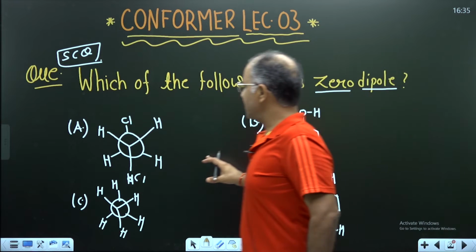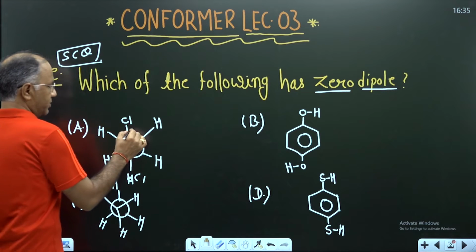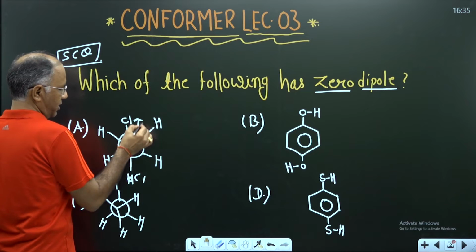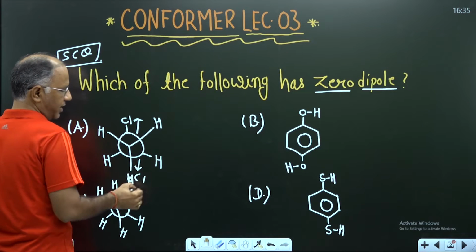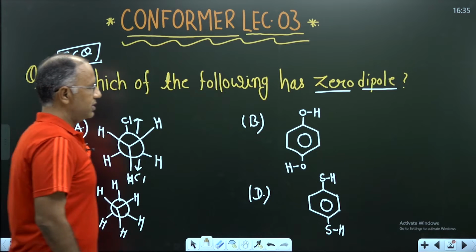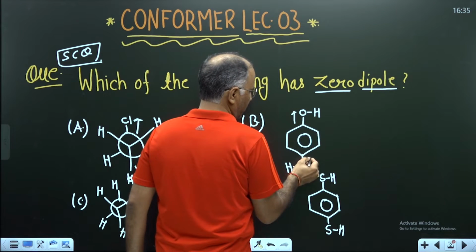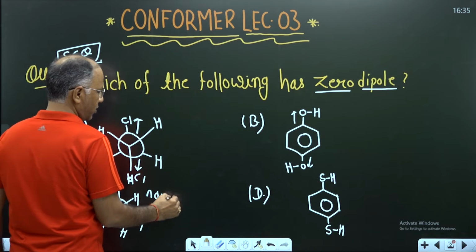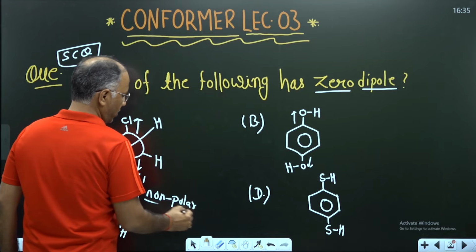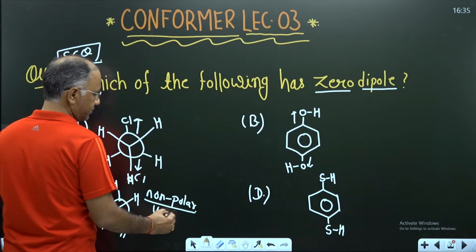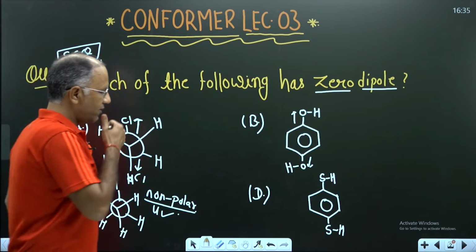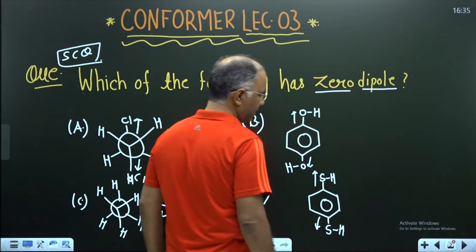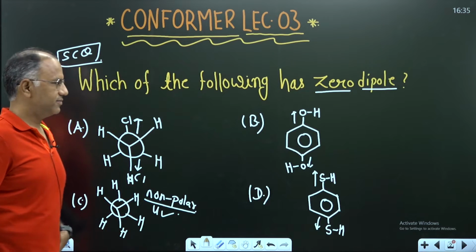From all the options, it seems that all are correct. If I check option A, the chlorine is more electronegative. This means the dipole will be on the upper side. In this case, the dipole will be on the lower side. This means the dipole is 0. Similarly, for this, the dipole is 0. And the third option is alkane. Since alkane is non-polar, all non-polar molecules have 0 dipole. And what about D? In D, similar groups are there. It also seems that the dipole of D is 0. Now which one is correct?